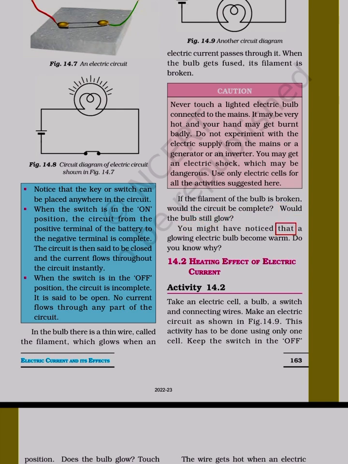You might have noticed that a glowing electric bulb becomes warm. Do you know why? 14.2 Heating effect of electric current. Activity 14.2. Take an electric cell, a bulb, a switch and connecting wires. Make an electric circuit as shown in figure 14.9. This activity has to be done using only one cell. Keep the switch in the off position.